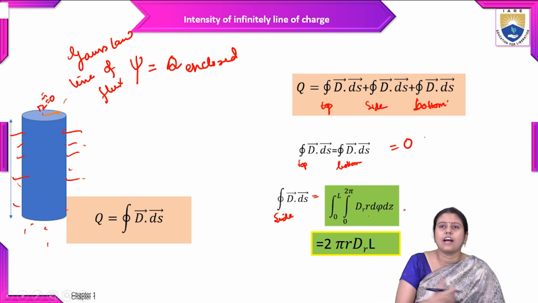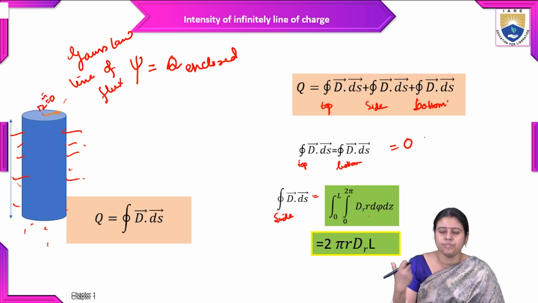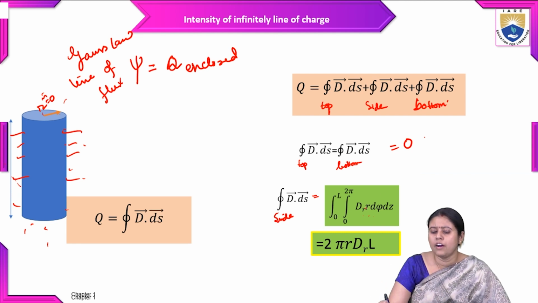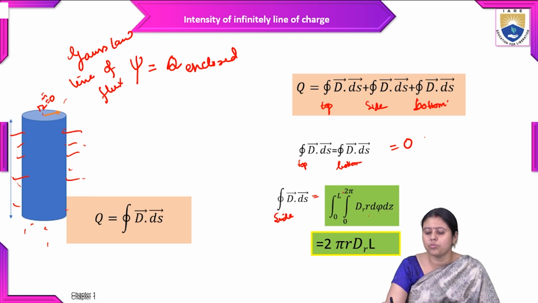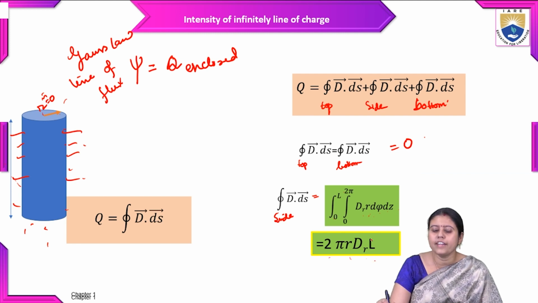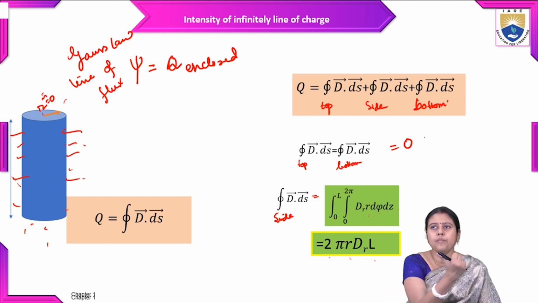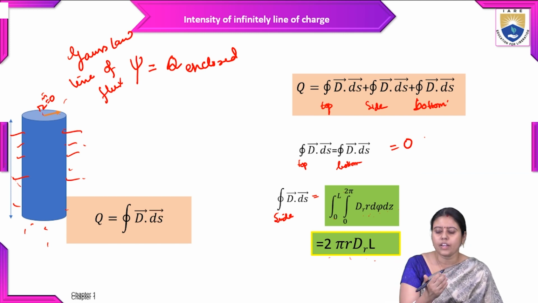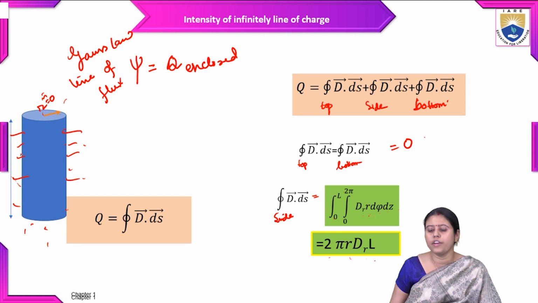We know that the surface area for a cylinder is always r dφ dz. So we can integrate it, φ from 0 to 2π and z from 0 to L. So 2π r dr, you can write dρ also. We are using dr because it is going radially. So we got Q is equal to D 2π r L.